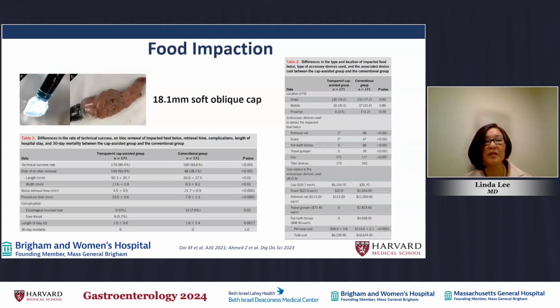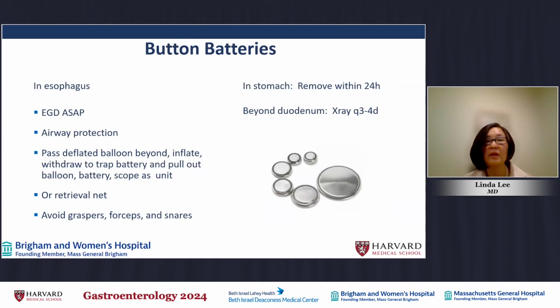This was a randomized study showing the benefit of using this soft oblique cap versus the conventional group, where the technical success rate, as well as the rate of en bloc removal, and the retrieval time were all so much better when you use the soft oblique cap. So certainly something to have in your armamentarium.